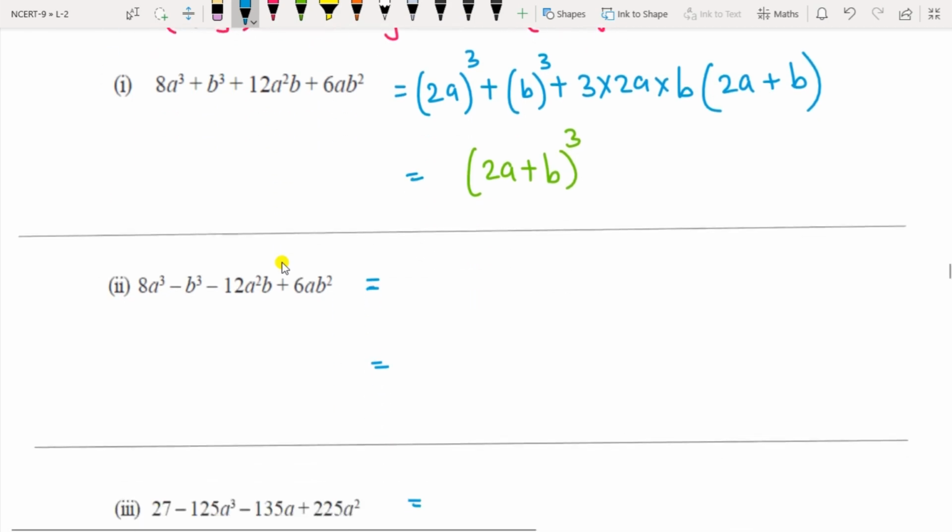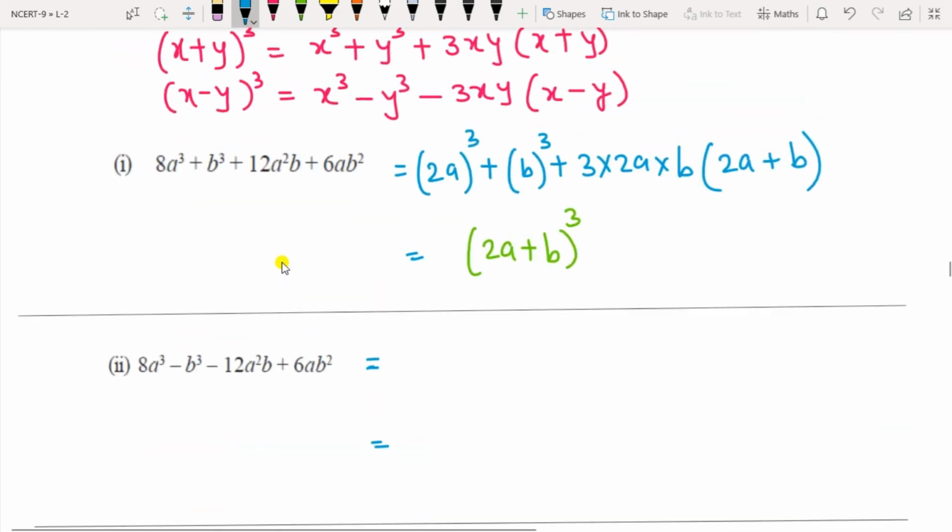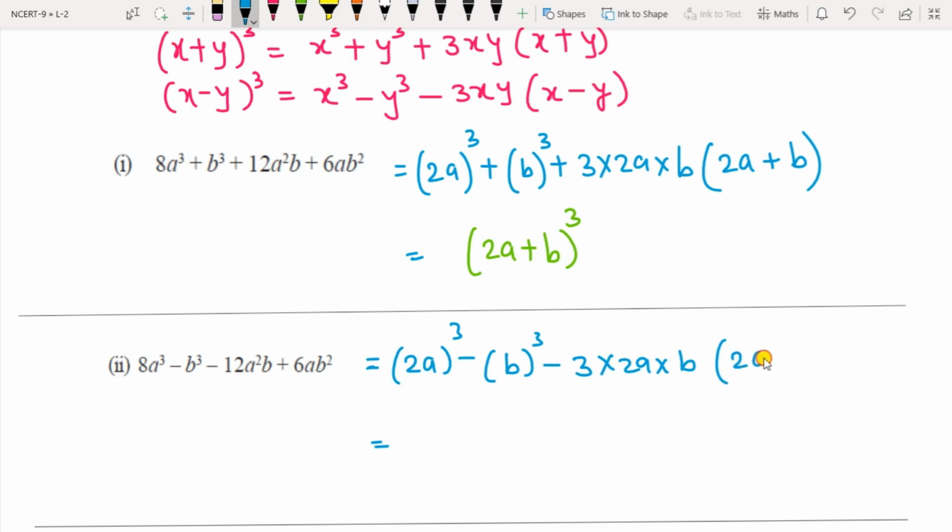Let us see the second question here. It will be 8a cube again, so it is 2a cube minus b cube minus 3 into first term into second term, multiplied by the bracket first term minus second term. Write that bracket 2a minus b and the whole cube. So this is the answer for this question.